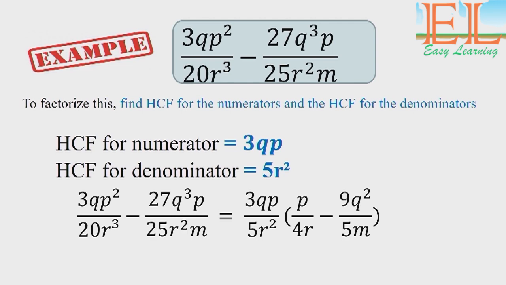Now, to factorize this fraction, I will bring out my 3qp over 5r squared as the highest common factor for the whole expression. And factorizing, I'll have 3qp divided by 5r squared times p over 4r minus 9q squared all over 5m. And this is the factorized form.